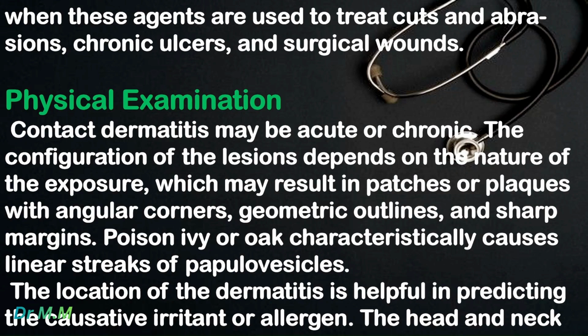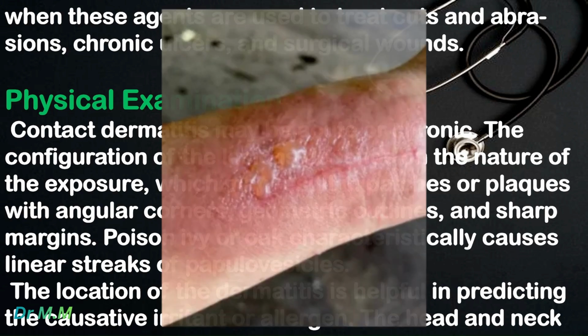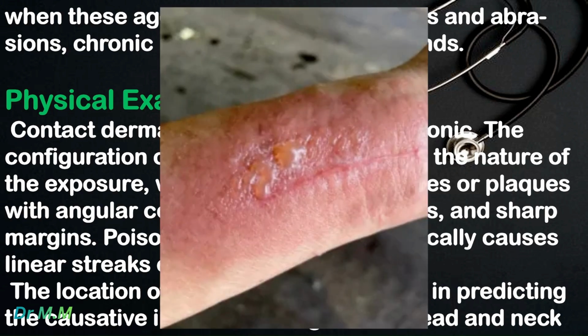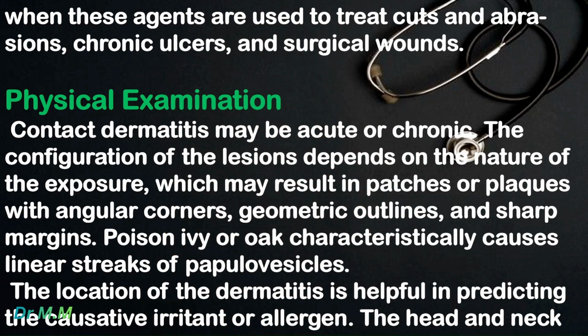Physical examination. Contact dermatitis may be acute or chronic. The configuration of the lesions depends on the nature of the exposure, which may result in patches or plaques with angular corners, geometric outlines, and sharp margins. Poison ivy or oak characteristically causes linear streaks or papulovesicles. The location of the dermatitis is helpful in predicting the causative irritant or allergen.